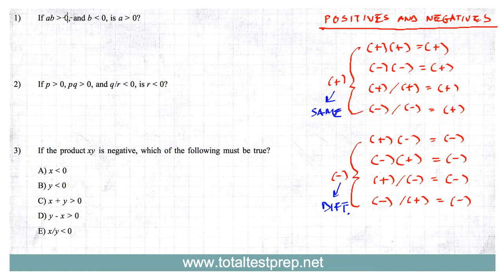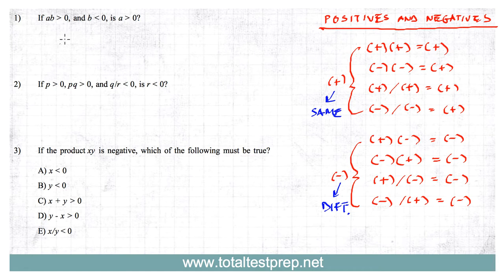Question number one reads, if a times b is greater than 0 and b is less than 0, is a greater than 0? Greater than 0 means positive. That is in fact the definition of positive. And less than 0 means negative. That's how you define something negative. So when you see questions like this on the test, first rephrase them.